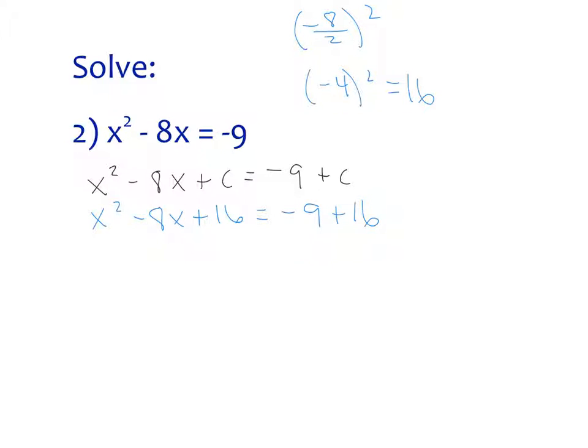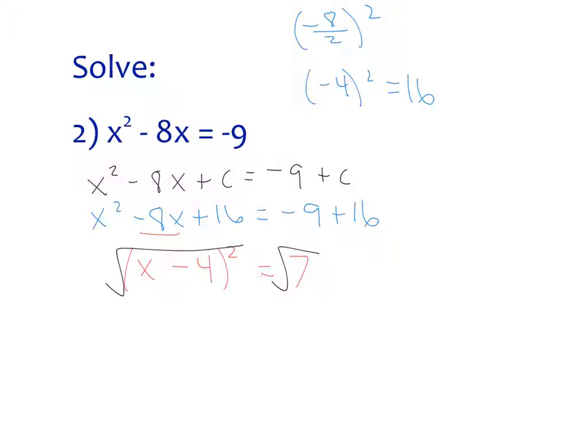And now let's go ahead and add the right-hand side and factor the left-hand side at the same time. So if I factor this perfect square trinomial, I take the square root of x squared and get x, square root of 16 and get 4, and then my sign in the middle should be the sign of my middle term, equals, and negative 9 plus 16 is 7. So this is good because I have a binomial being squared equal to a number, and we know how to solve equations like this by using the square root property.